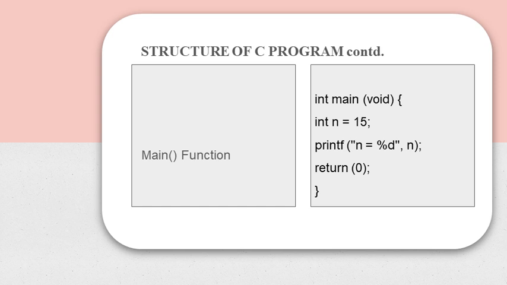Within the main function, we are declaring and initializing a variable n of type integer with the value 15 and displaying the value. And finally, when the program is executed successfully, it returns the value 0, which is returned to the operating system, stating that the program execution is successful.